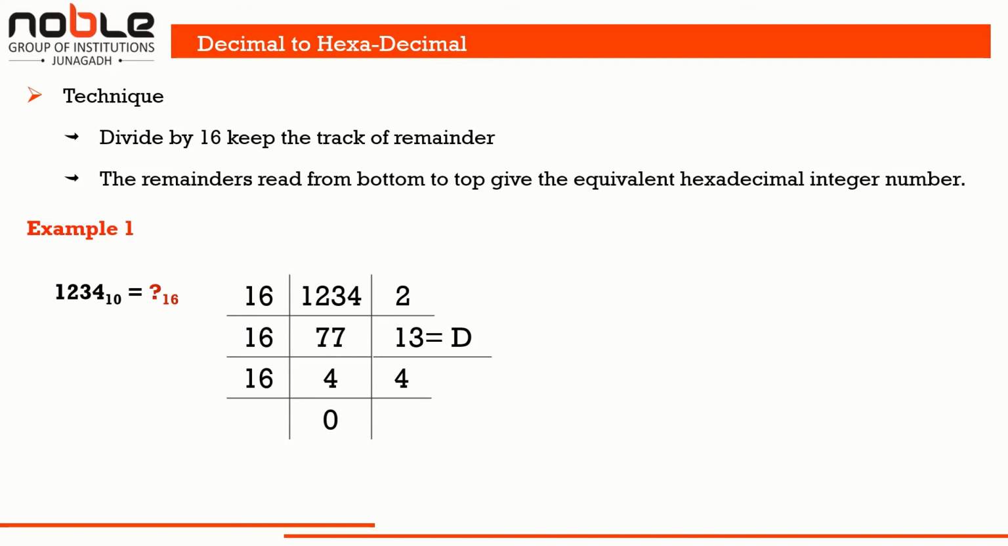For the conversion to a hexadecimal number, as we know, the hexadecimal number system has 16 characters, 0 to 9 and A to F. It means the value 13 is D, because 10 is equal to A, 11 is equal to B, 12 is equal to C, 13 is equal to D, 14 is equal to E and 15 is equal to F. So it is put here, so that 1234 decimal is equal to 4D2 hexadecimal.